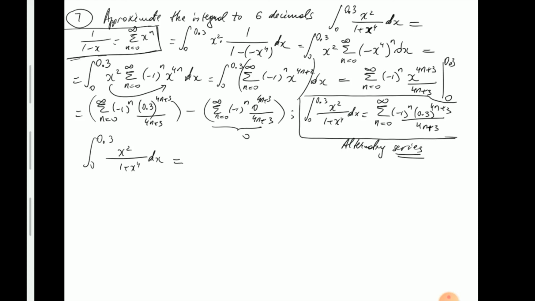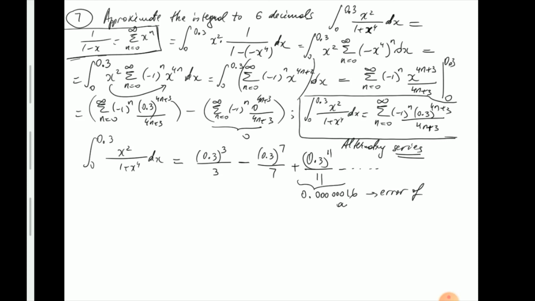So when n equals 0, we have (-1) to the 0, which is 1, times 0.3 to the power 3 over 3. Then when n is 1, it is minus 0.3 to the power 7 over 7. Then the next one is plus 0.3 to the power 11 (4 times 2 plus 3) over 11, and so on. So if you use the calculator, notice 0.3 to the 11 over 11 is actually 0.006016. So this is the error of adding the previous two terms.